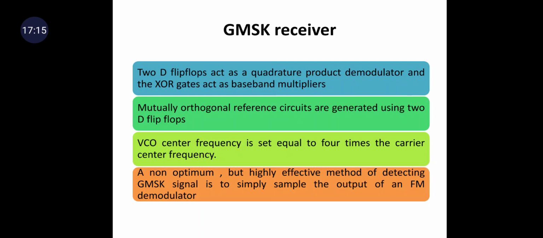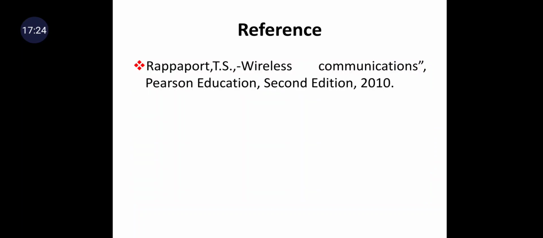A non-optimum but highly effective method of detecting a GMSK signal is to simply sample the output of an FM demodulator. So this is taken from the textbook Wireless Communications by Rappaport.